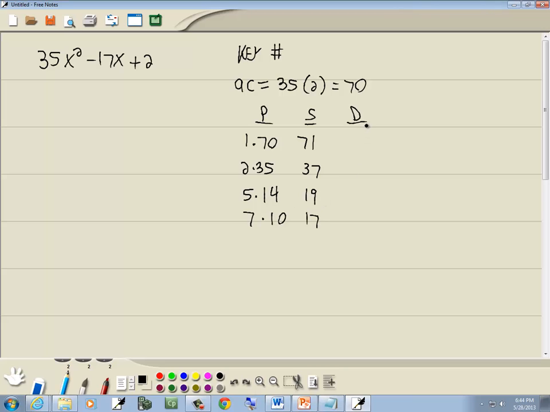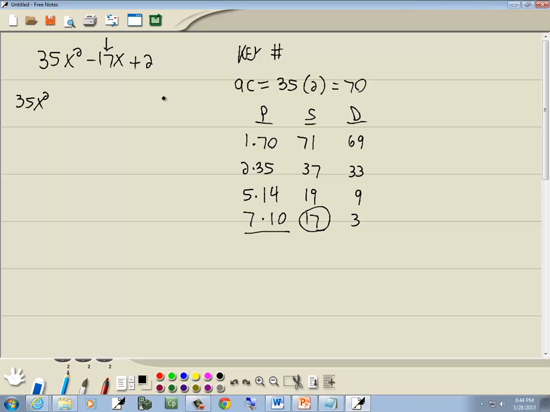In the difference column we subtract smaller from larger. 70 minus 1 is 69, 35 minus 2 is 33, 14 minus 5 is 9, 10 minus 7 is 3. The number we're looking for is the number in our middle term, which is 17, which is right here. So we're going to use 7 and 10.